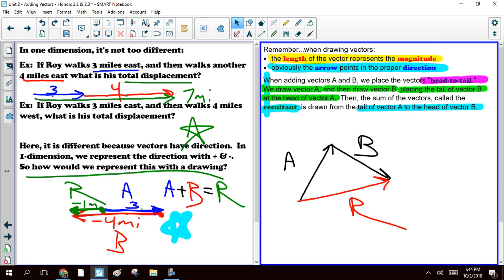Okay? So that is called vector addition. So this is a graphical drawing of A plus B equals R. Because vector addition is not the same as scalar addition. All right? So how do we do it? Like, this is a graphical drawing. What does it mean, though?